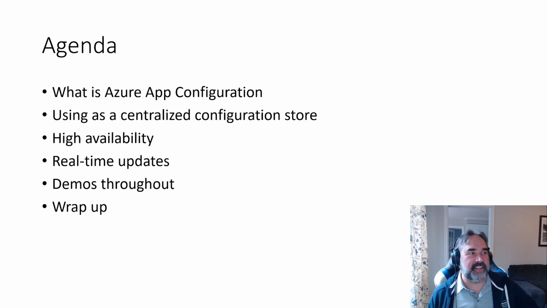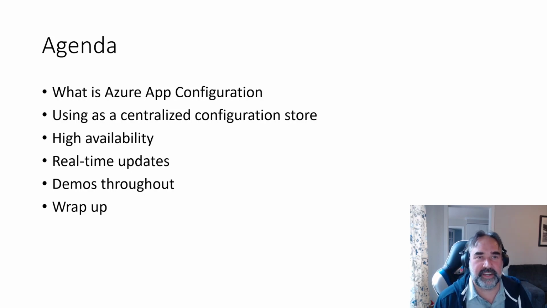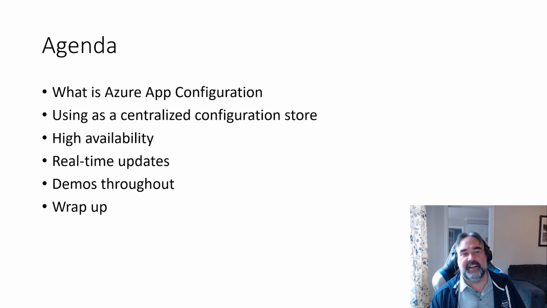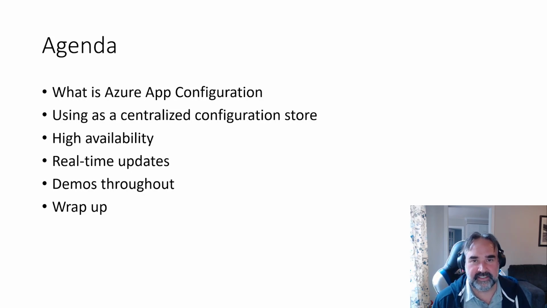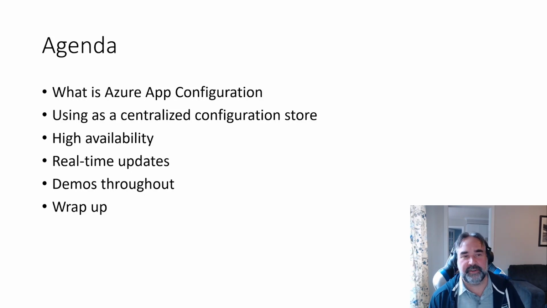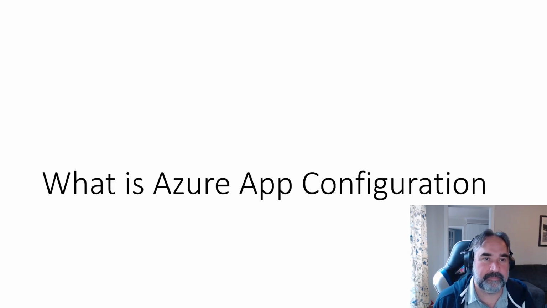Okay, so looking at the agenda. First off, I'll try and keep the slides minimum, but I'm going to do a quick overview of just what is Azure App Configuration. I'll then show you how you can use it as a centralized configuration store for all your applications in Azure. I'll talk about high availability, look at real-time updates. I'm going to have a bunch of demos throughout each section, and then I'll wrap things up.